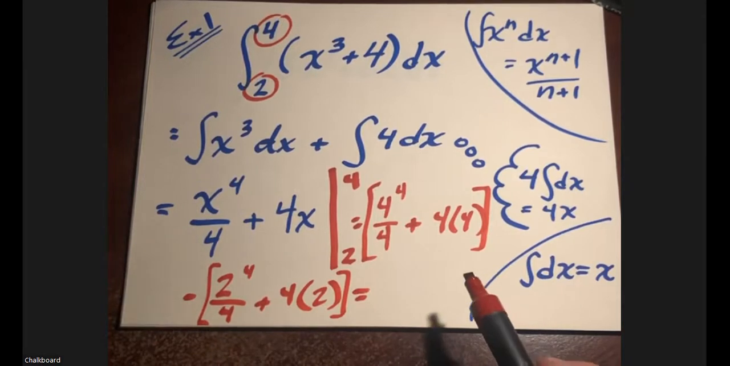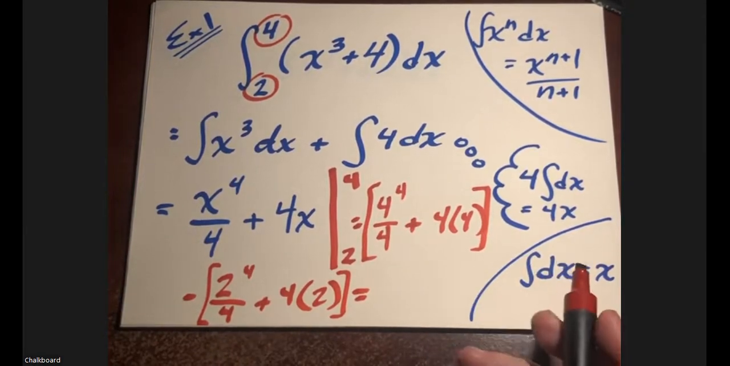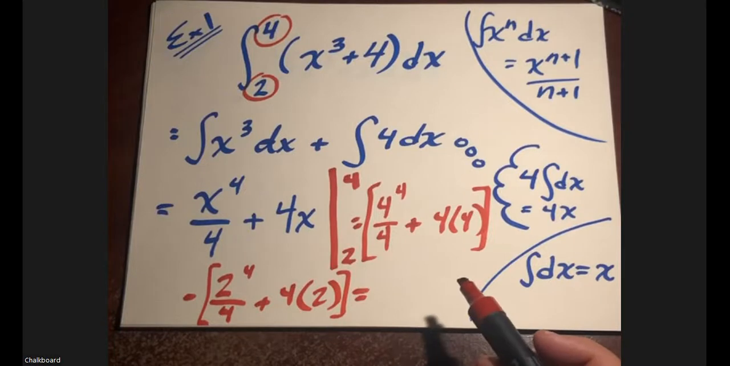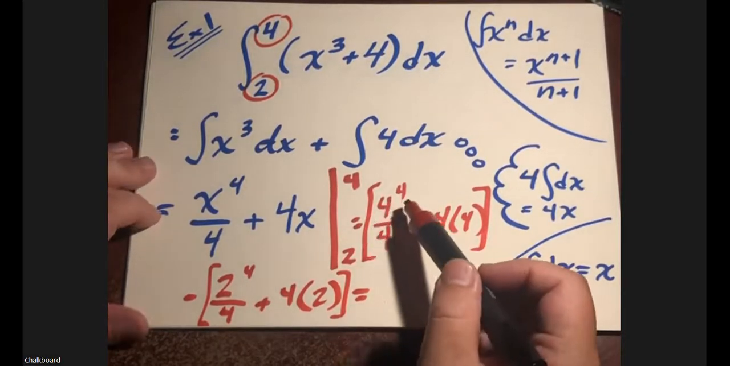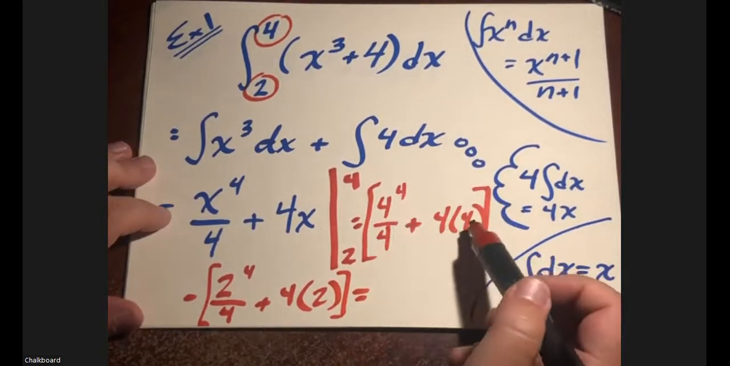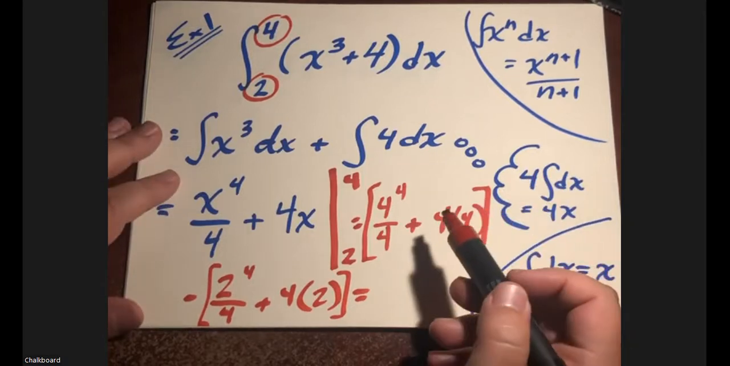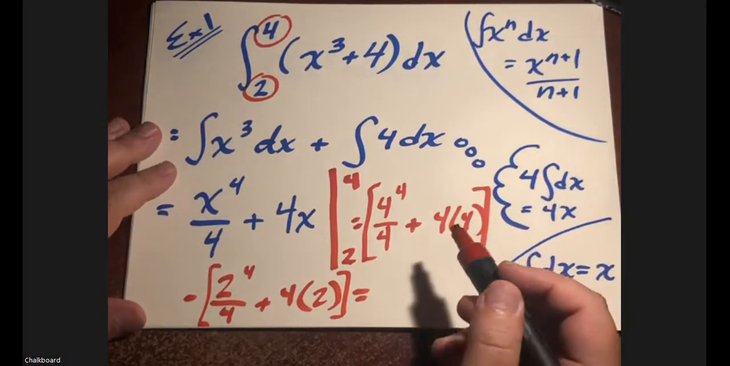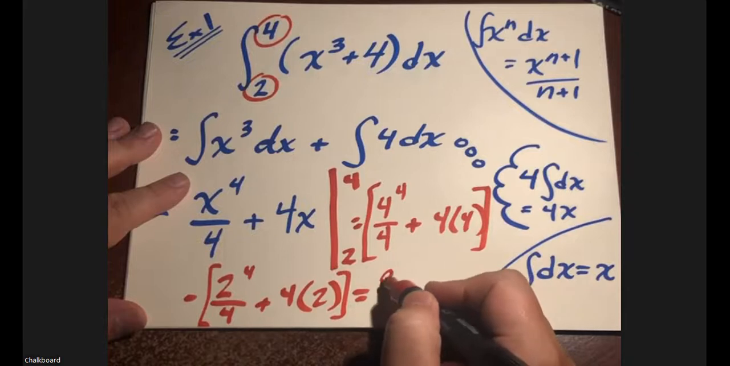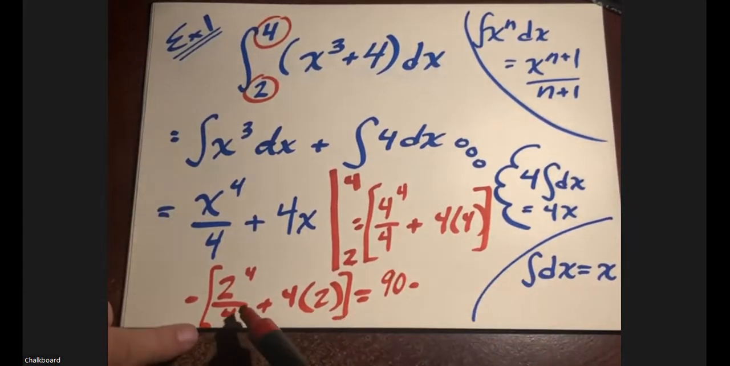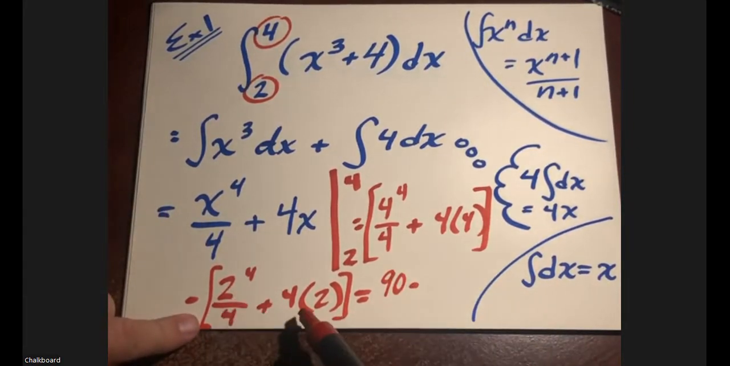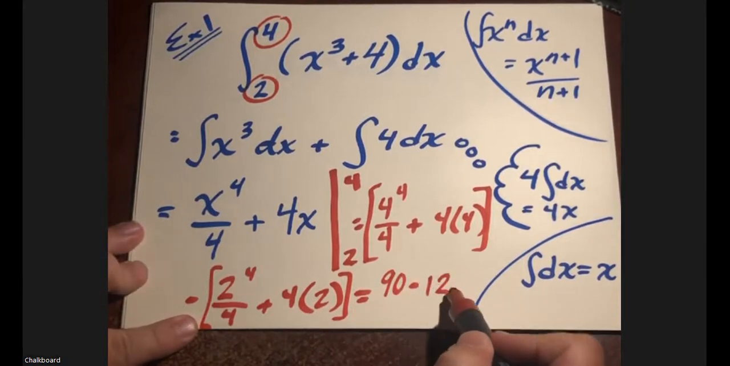Now, what you're looking at here, friends, is just a little calculator fun. It's really quick and painless. This is going to be 4 cubed ultimately, which is 64 plus 16. You could do it in your head. 8, 9, 90. So the first one is 90. And then this one here is 16 over 4. That's 4 plus 8. 4 plus 8 makes 12. 90 minus 12 is 78.